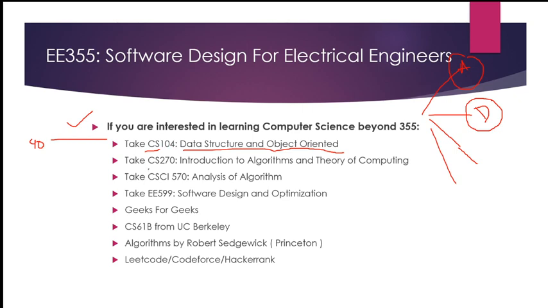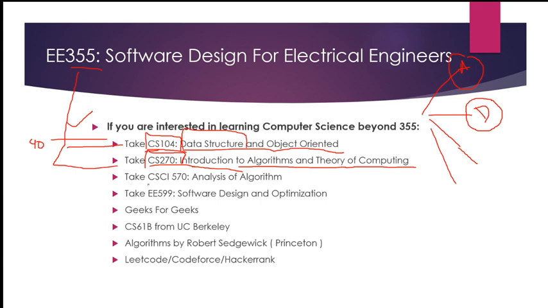And also after 104, you can take CS 270, which is an introduction to algorithms and theory of computing. This class teaches the same things as EE355 and CS104, like data structures. EE355 also has some data structure content as well. So EE355 is kind of like a little of this and a little of this, and they all combine into 355. But if you want to learn more in depth, beyond 355, I recommend you take 104 and 270. You will be a confident and strong programmer.